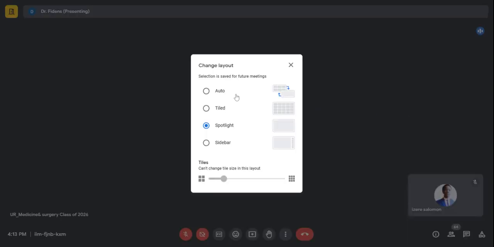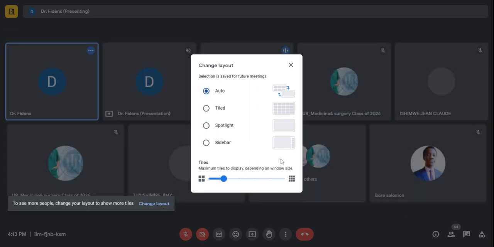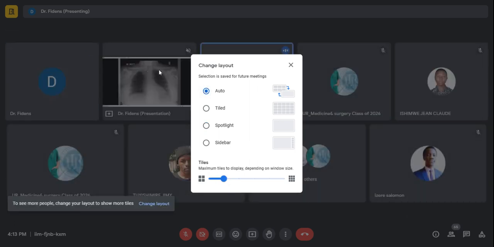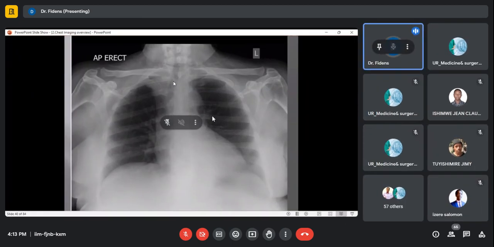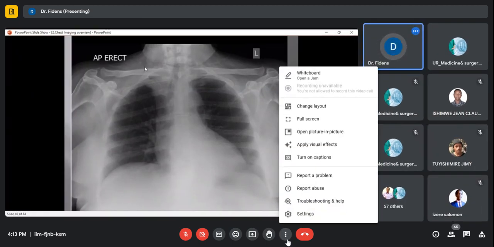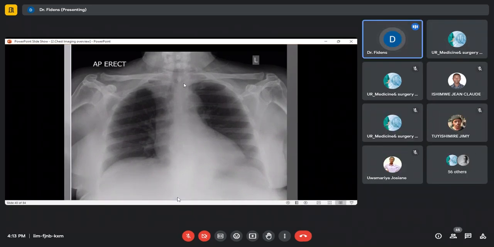Ikibazo kuri the previous slide. This one? Yeah, this one. Ko banditseho AP erect. N'ubundi ni AP. Yeah. AP erect.